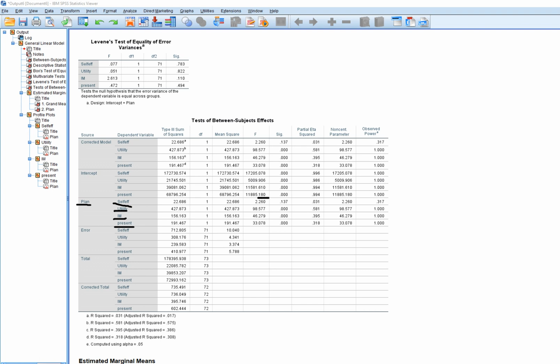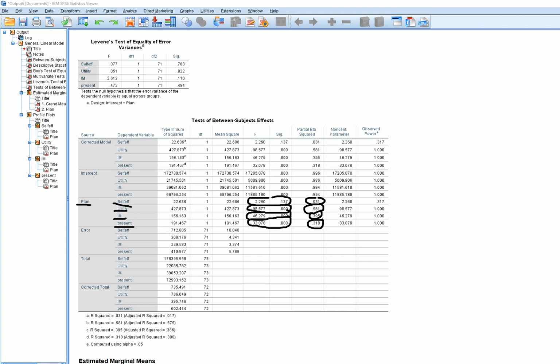You can see that we have F-tests, our significance levels, and effect sizes as well for each of the dependent variables. Each of these is a univariate ANOVA comparing the two groups on each dependent variable. Now, keep in mind that this essentially violates the spirit behind doing the MANOVA in the first place.